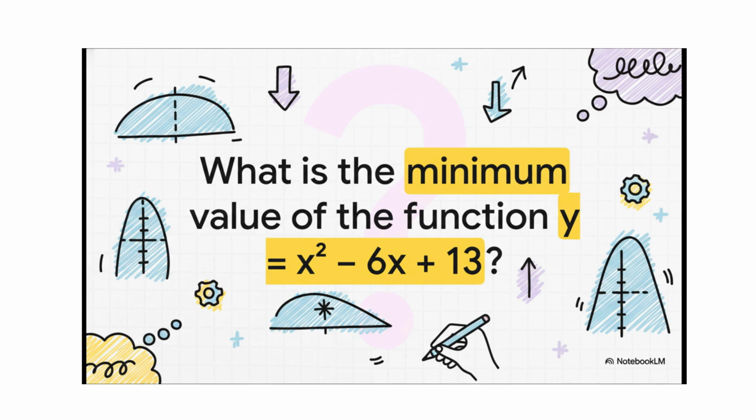Here's the equation. Y equals x squared minus 6x plus 13. So first question for you, is this parabola a smile or a frown? And knowing that, can you use what you now know about the vertex to find its absolute minimum value, the lowest point it will ever reach?